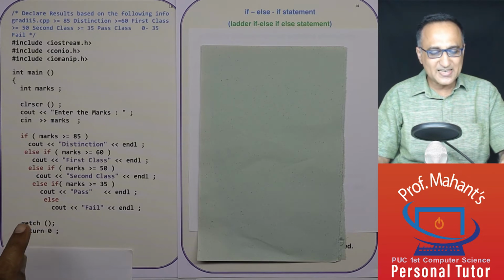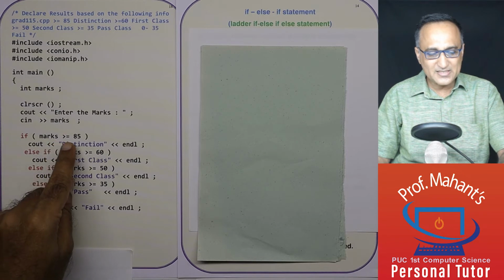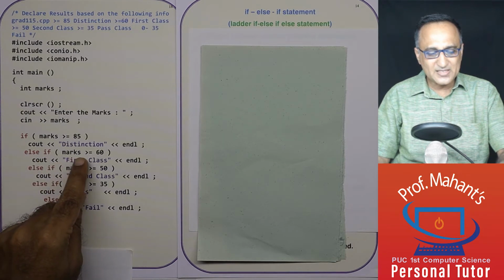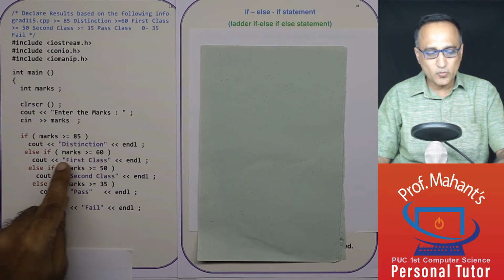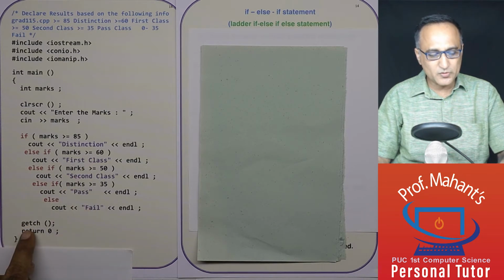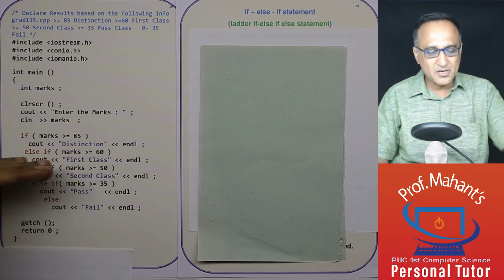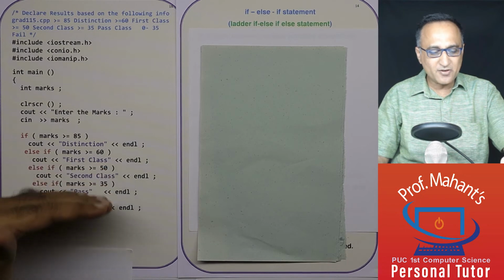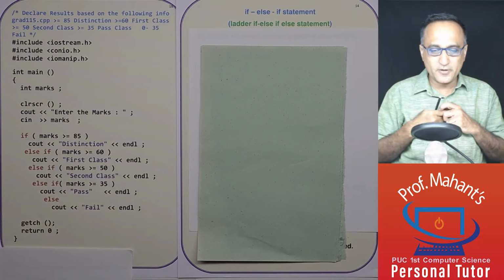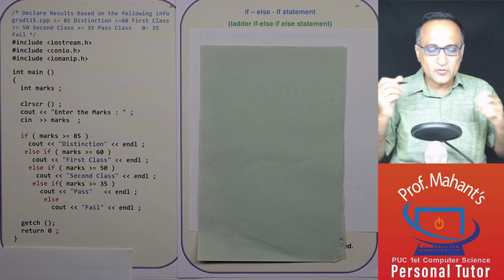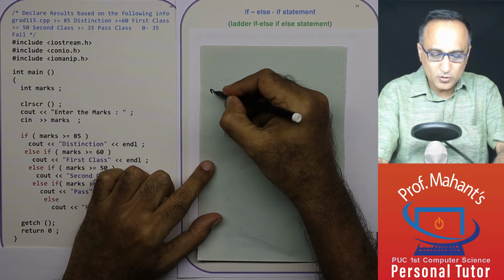If the mark is say 75, 75 is greater than or equal to 85 is false. It will fall down to the next else if. 75 is greater than or equal to 60 is true. It will print first class and come to this getch. At the most, one of the conditions or one of the statements is going to be executed. Not each and every one of these statements is going to be executed.